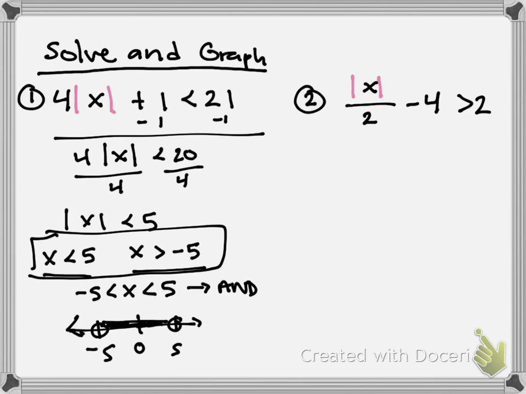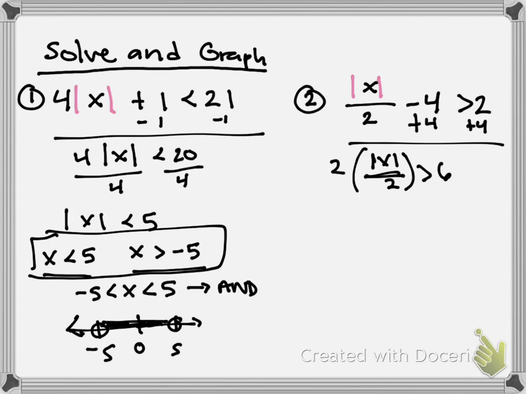I have the absolute value of x divided by 2 minus 4 is greater than 2. So you could pause it and solve and see if you are right, or you can follow along. Start by adding 4 to both sides. So I get the absolute value of x divided by 2 is greater than 6. What's the opposite of dividing by 2? Well, I'm going to multiply both sides by 2. So I'm left with the absolute value of x is greater than 12.